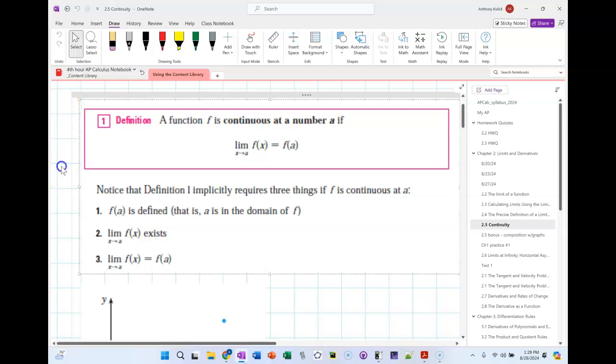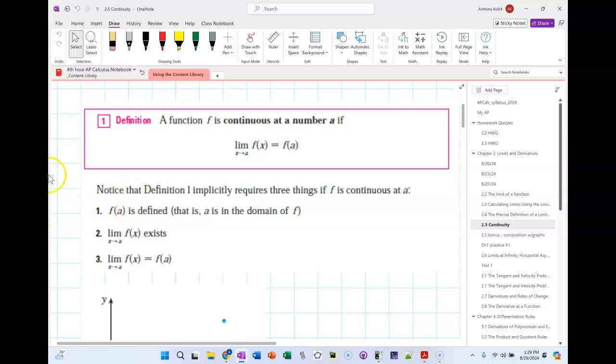So again, the reverse is true. If I have continuity, I can say the following three things that are listed here: we know f is defined at a, so f of a exists and there is a value there. The limit exists, and the limit is equal to the y-coordinate at a, which is f of a, right?